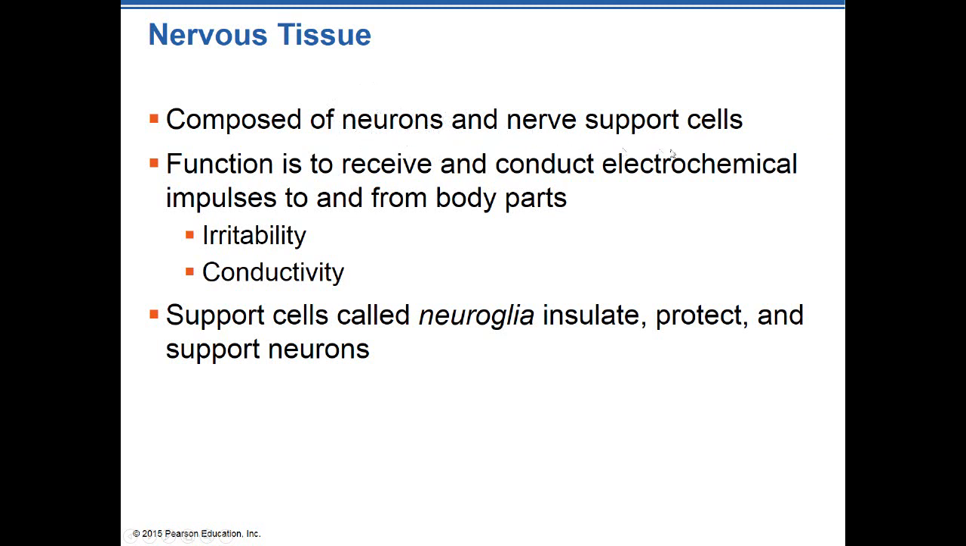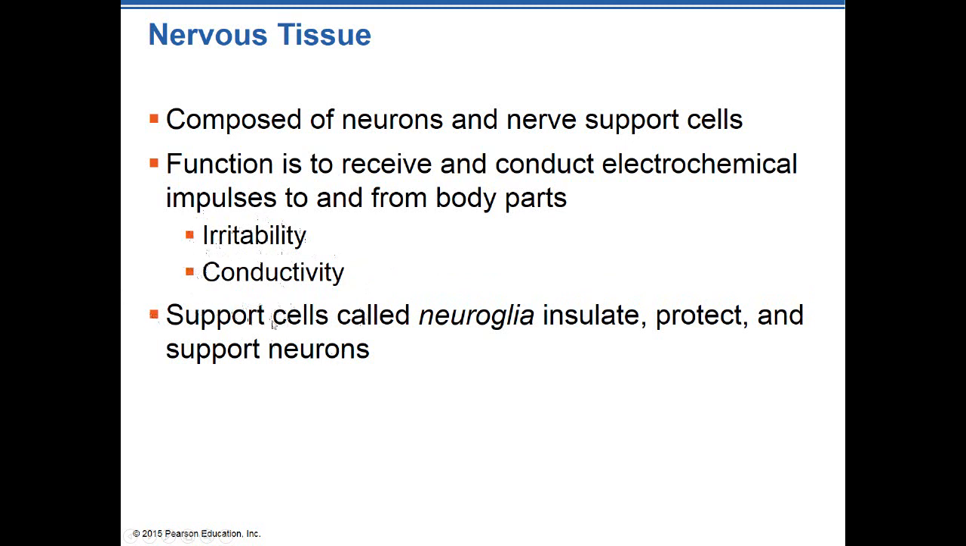But there's also support cells that are there to help the neurons to have a good environment and be stable and do their job. So the function, of course, is to receive and transmit electrochemical impulses to and from all the parts of the body. So there's two traits that nervous tissue has, or neurons. They're irritable and they are conductive. And we'll talk later about what those two things mean.